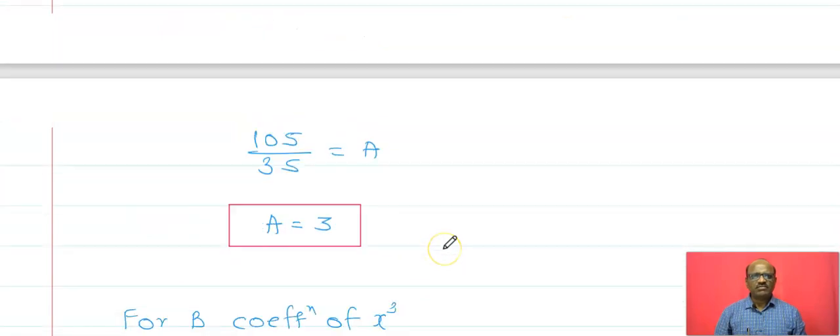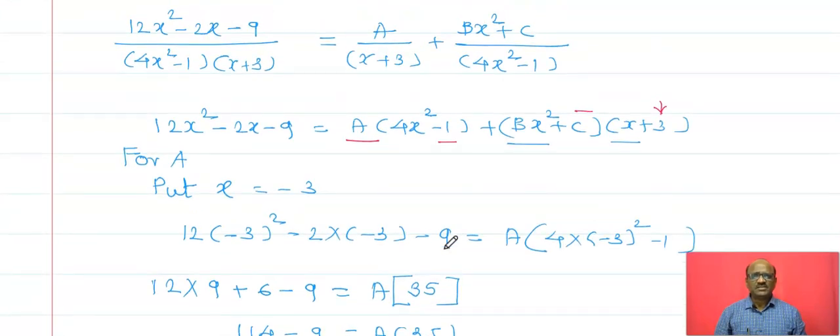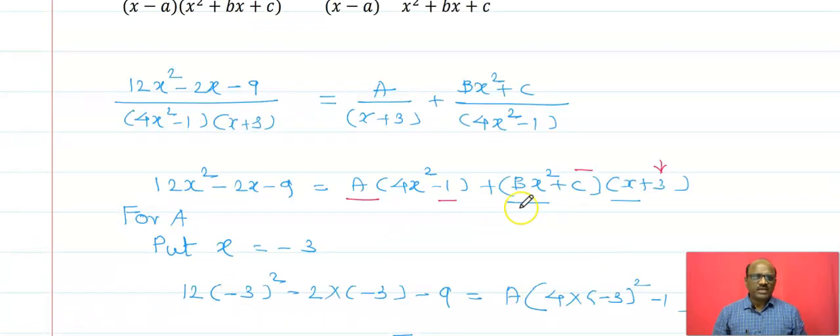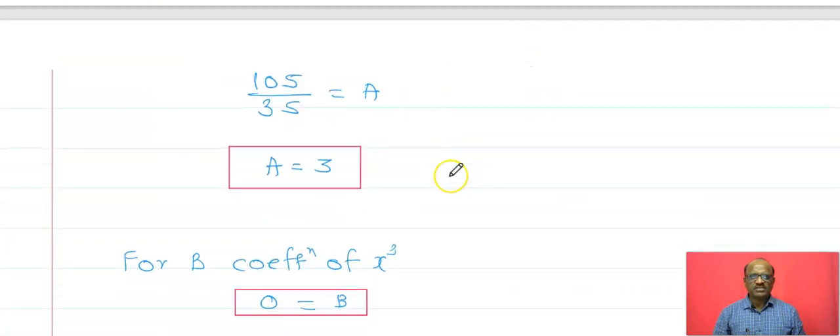Now, to find out the value of B and C, take the coefficient of x cube. Can we get the coefficient of x cube from this expression? Yes, we can get bx square into x, then it will become bx cube. On the left hand side, is there a cubic term of x? No. Therefore, the coefficient of x cube is 0. But what is the coefficient of x cube on the right hand side? B. Therefore, b is equal to 0. That is the value of b is equal to 0.